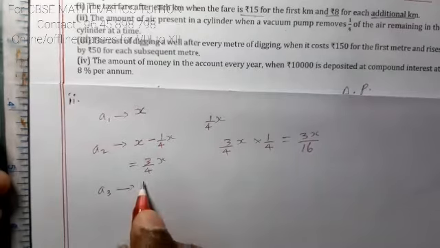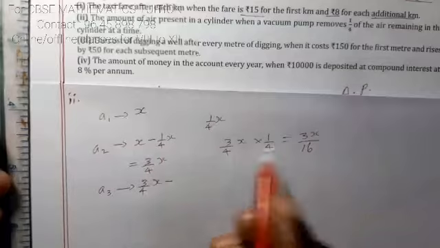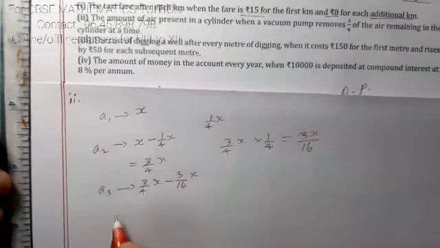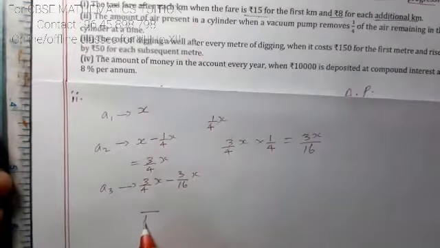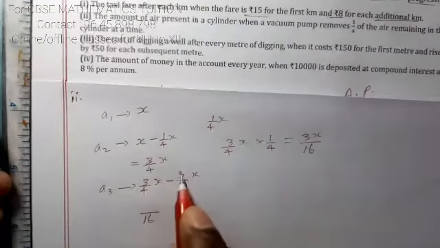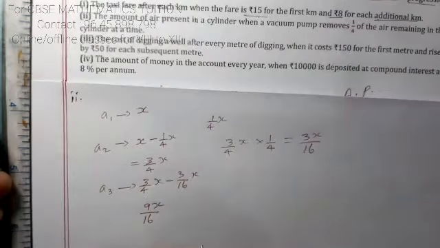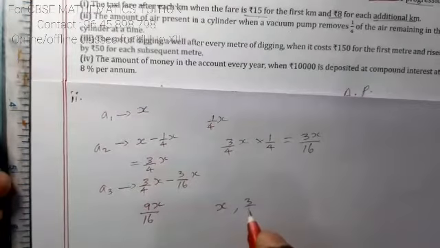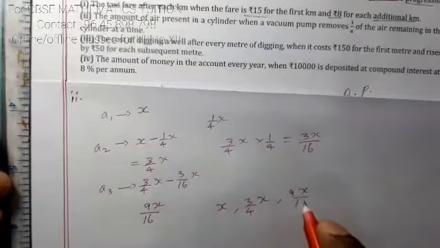Therefore, in the third case, from the remaining, this 3 by 16 of X will be removed. So we get here for the equalization it will be 16. Here 4 4s are 16, 4 3s are 12, 12 minus 3 is equal to 9. So 9X by 16 will be the balance. So the first term was X, second was 3 by 4 X, and third is 9X by 16.